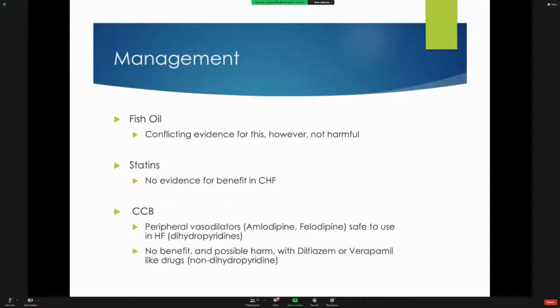And calcium channel blockers, we have the dihydropyridine and non-dihydropyridine. The dihydropyridine, we can give it safely in heart failure patients, but the non-dihydropyridine group, like diltiazem or verapamil, is contraindicated in heart failure patients.